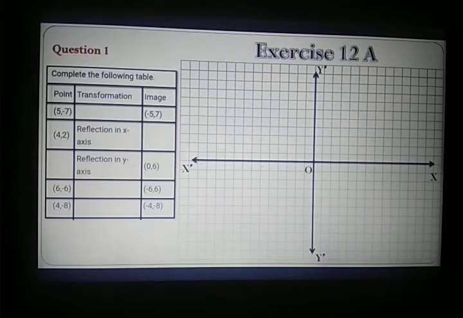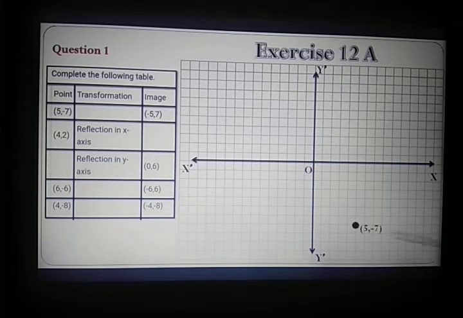So let me take the first exercise. We need to complete the following table. The point is given, the image is given. Now let us see what is happening here. The sign of 5 is becoming minus here. So the x coordinate is changing, similarly the y coordinate is also changing, so both coordinates are changing, which means the transformation is reflection in the origin, as simple as that.